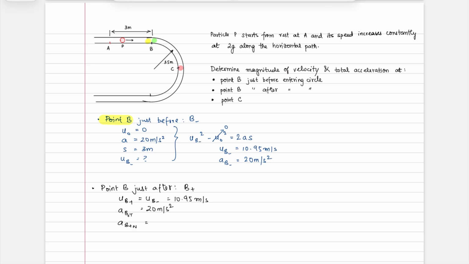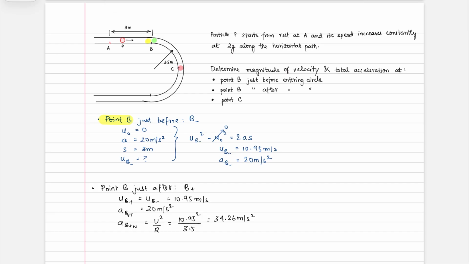This would then be, you could use v squared by r or omega square r. In this case, v squared by r seems most appropriate because we have the speed given to you and you have the radius as 3.5. So v squared by r gets you 10.95 squared divided by 3.5, which if you plug into your calculator, you should get 34.26 meters per second square.